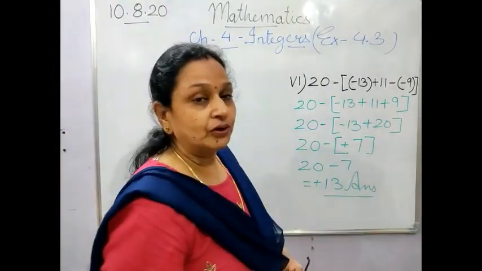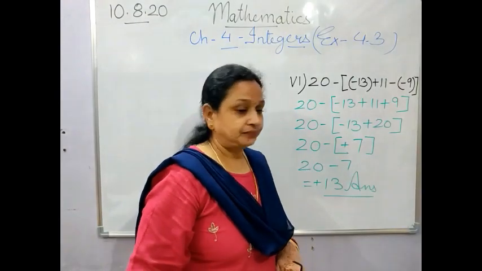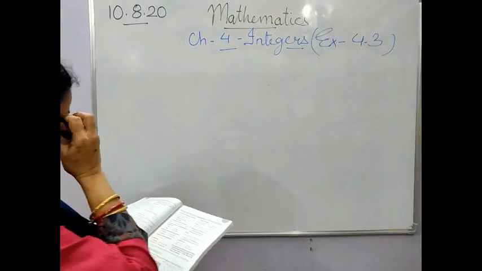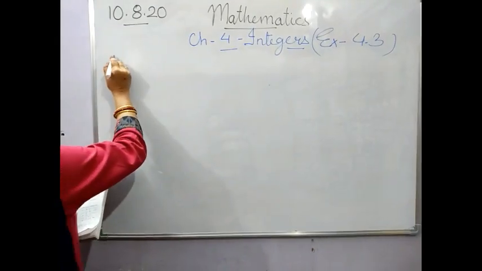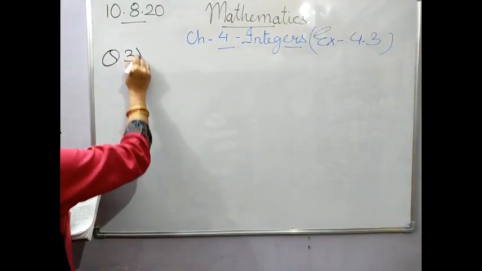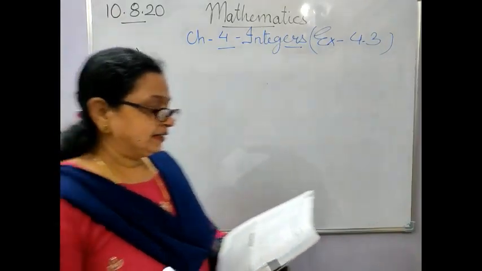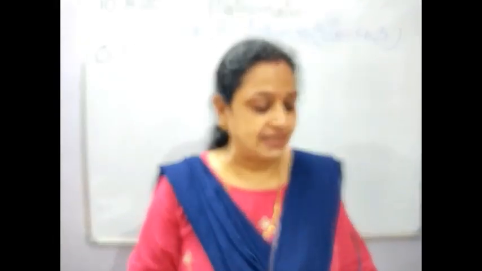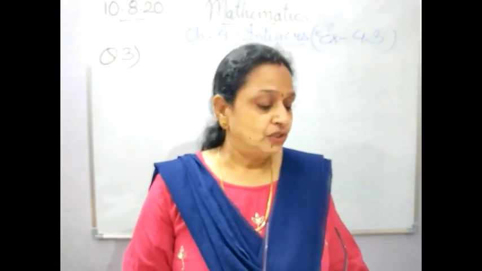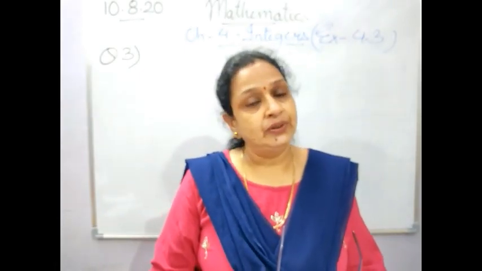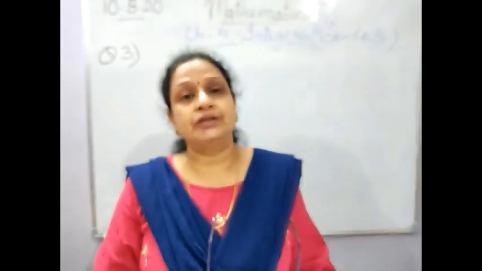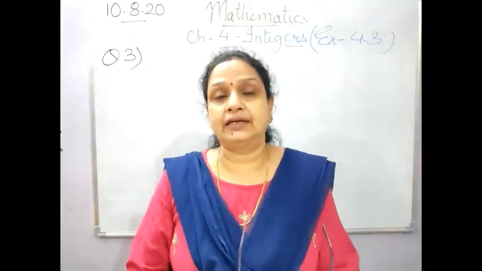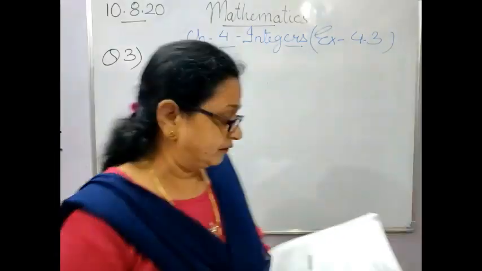Okay. Now we move on to the next question. So the next question is question number 3. To make the expressions true, replace the star sign, the asterisk sign, by the greater, smaller or is equal to symbol. In this also, children, you have to solve it. You can't do it directly. So I'll show you the sums, how you have to do.